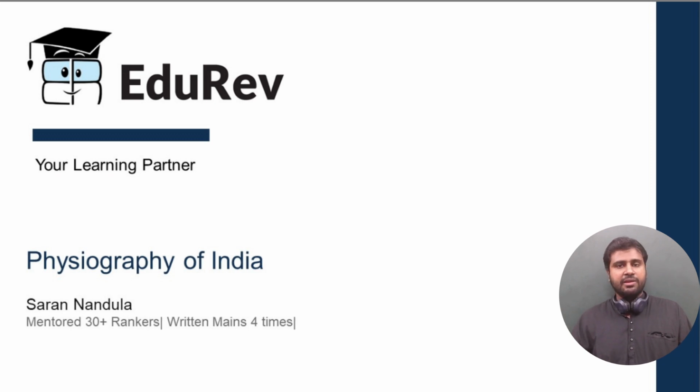This is Saranandula. In the previous video, we discussed some important basic concepts which are very essential to understand how Himalayas are formed. We discussed the meaning of lithosphere, and then we understood that lithosphere is broken into multiple tectonic plates which are constantly moving over the asthenosphere, which is plastic. So now in this video, we will discuss how Himalayas actually formed. So let's just proceed.